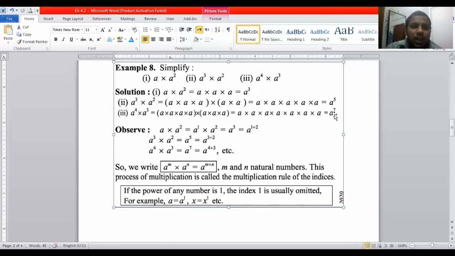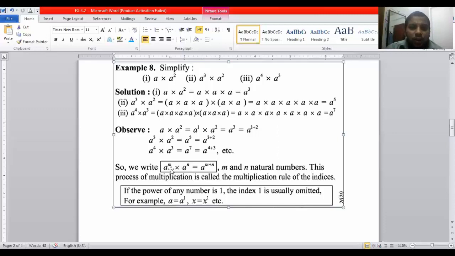So that means if we add the powers, add the indices, then we will get the answer. Look, in A into A square, the power of A is 1 and here the power of A is 2. 1 plus 2 is equal to 3, so A cube. Similarly, A to the power 3 into A square, if we add the powers, we will get A to the power 5. A to the power 4 into A cube, if we add the powers, it is A to the power 7.